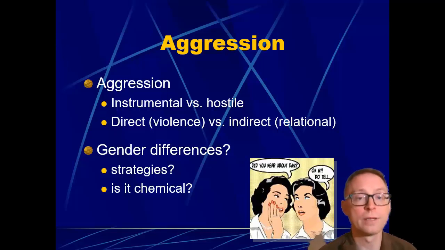Testosterone is related to aggression. That is true. And levels of testosterone are at least correlated with levels of aggression. But strategies also get involved here when we're talking about cultural strategies. So there is a theory that historically women have been less able to effect change in the culture, so they have had to resort to more indirect means of getting what they want.